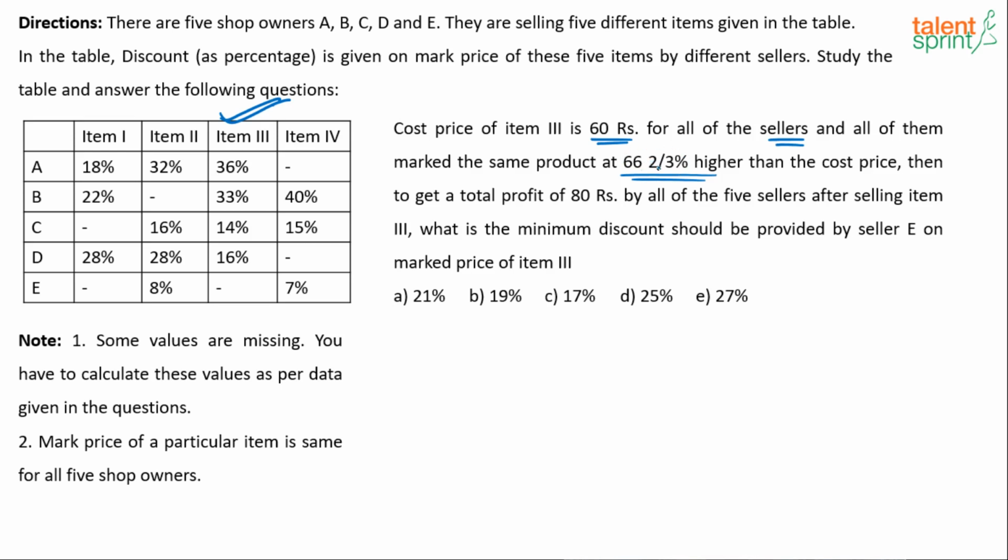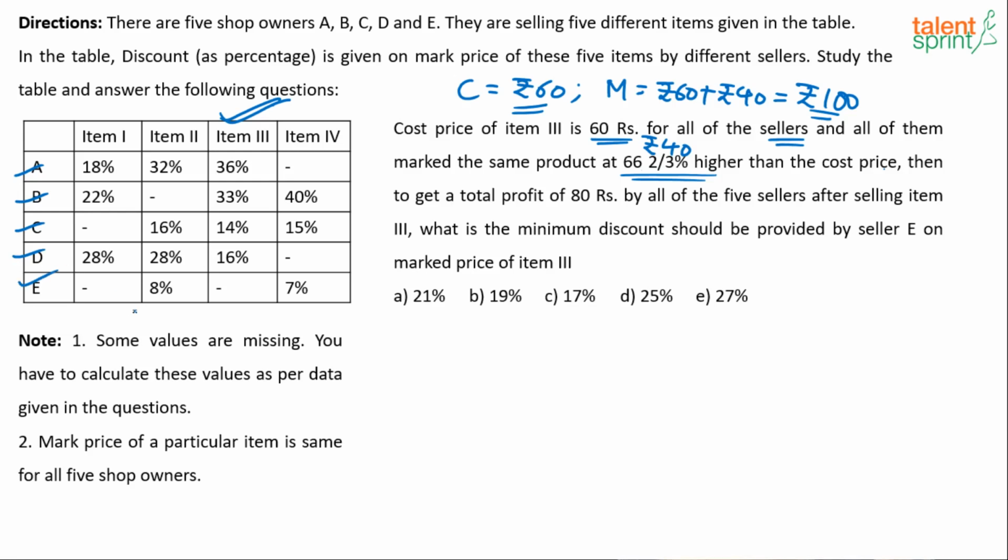This is our knowledge of percentages and their equivalent fractions. 2/3 of 60 rupees is 40 rupees. So they have marked it 40 rupees higher than the cost price, which means cost price is 60 for all of them and mark price is 60 plus 40. Again, you can directly write 100. Don't waste your time. So 60 and 100, that much we know for all the sellers.